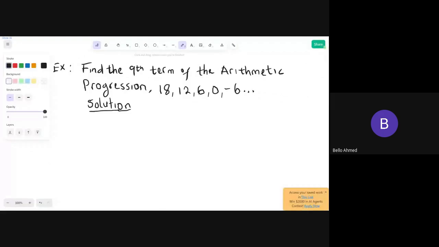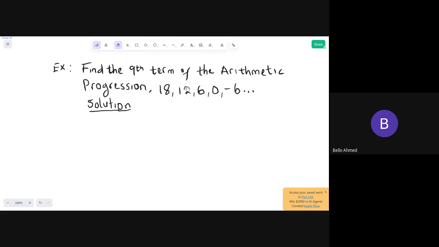We are to find the ninth term of the arithmetic progression. Find the ninth term of the arithmetic progression 18, 12, 6, 0, -6, and so on. These three dots show that it still continues. It's continuous. So now this question has actually helped us.